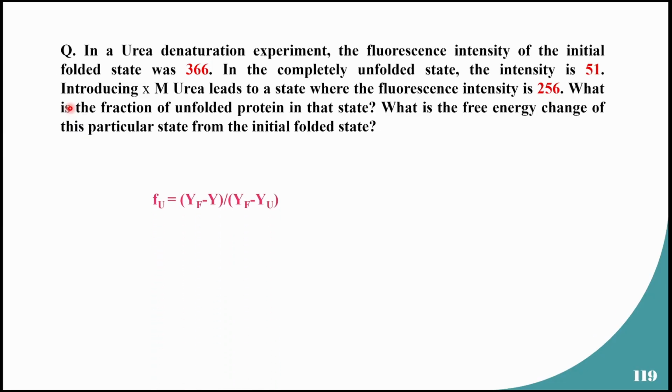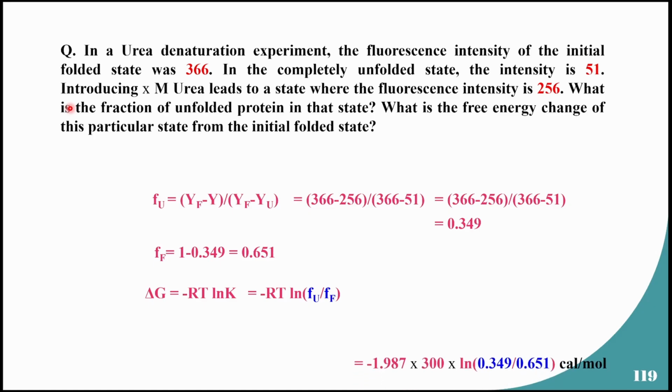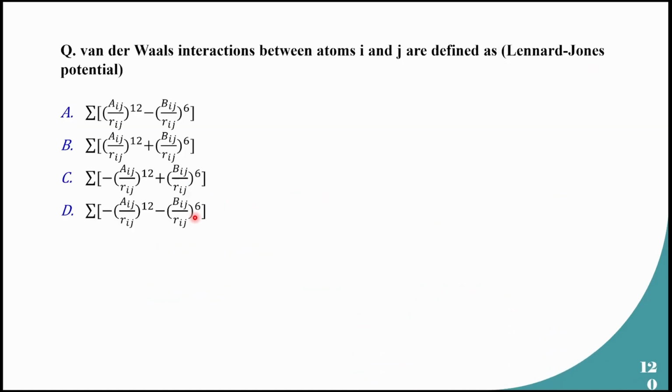And also we saw that based on fluorescence intensity, we can do a urea denaturation experiment, which can tell you the free energy change as well as the different fractions of folded versus unfolded proteins. Again, very similar formula. Just try to remember these formulas and the free energy change formulas.